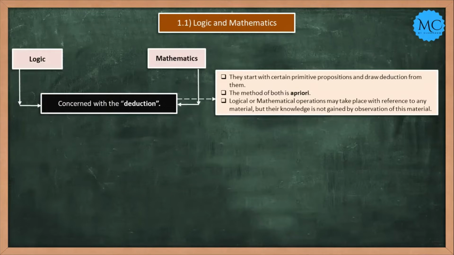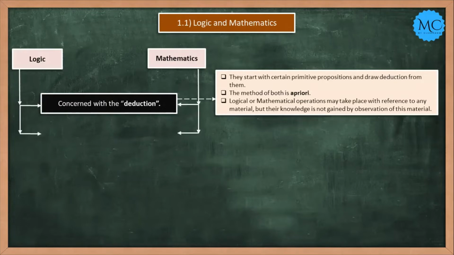The method of both is a priori. So the method of logic as well as mathematics is a priori. A priori means it will not consider any experience of that sort. It will take only the proposition and deduce something out of it. Empiricism is not considered in the a priori method. Logical or mathematical operations may take place with reference to any material, but their knowledge is not gained by observation of this material. So here what we are saying is the knowledge is not gained by the experiences that we go through.